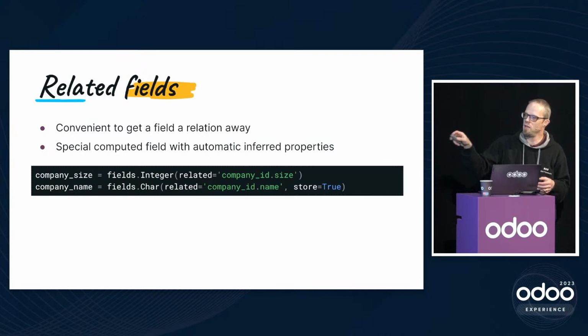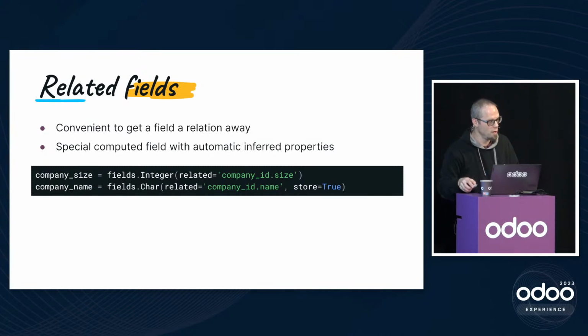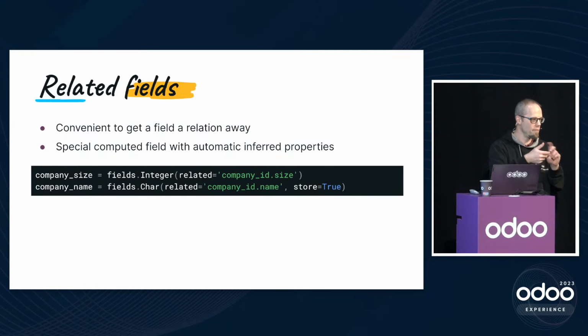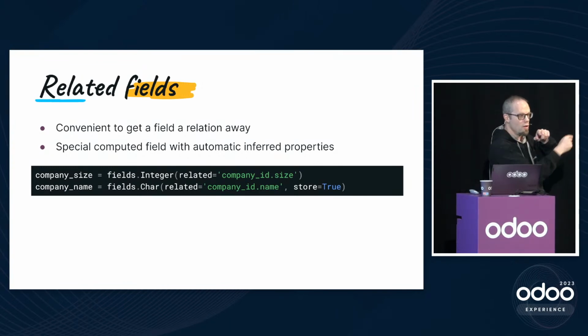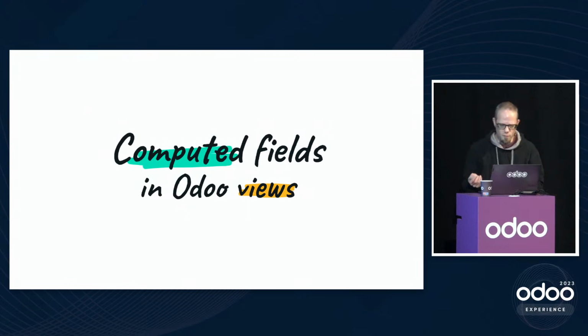And it may be non-stored or stored. It may even be inversible. So if you set the value, it will set the value on the foreign object, and so on. So this is a facility. And I'm going to quickly show you why we're making computed fields such a big deal.